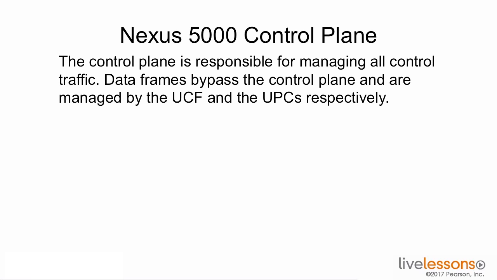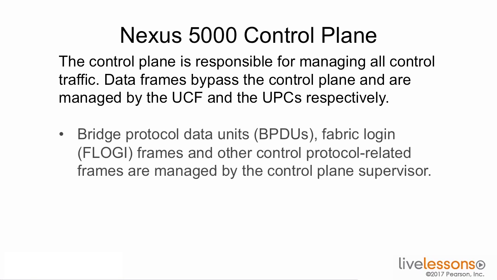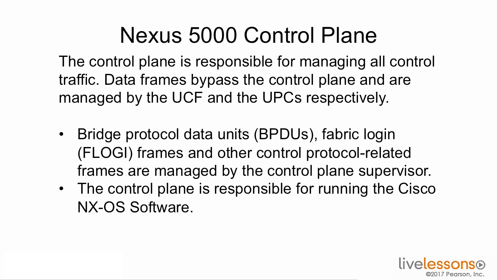The Nexus 5000 control plane is responsible for managing all of the control traffic. The data frames actually bypass the control plane and are managed by the ASICs that we just discussed. Things like BPDUs and fabric login frames and other control-related frames are managed by the control plane supervisor. The control plane is also responsible for running the Cisco NX-OS software. So you can see why it's very important to keep the control plane up and running.